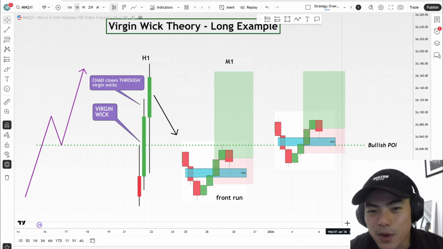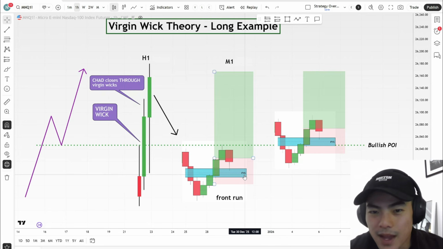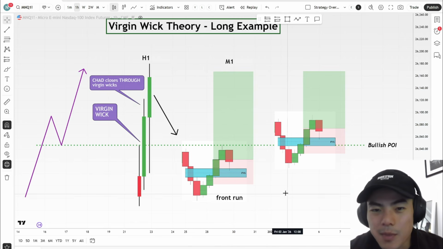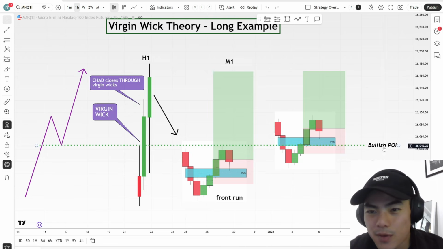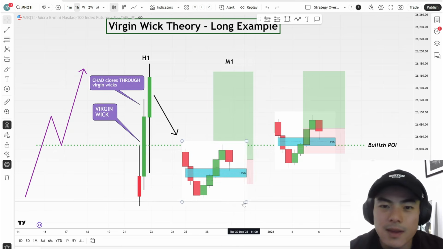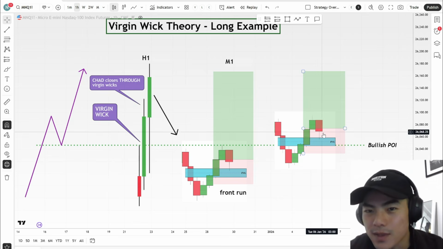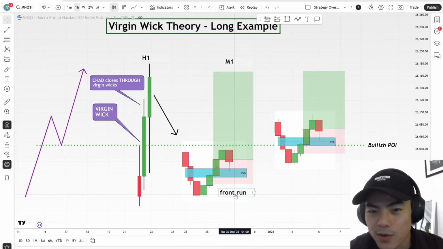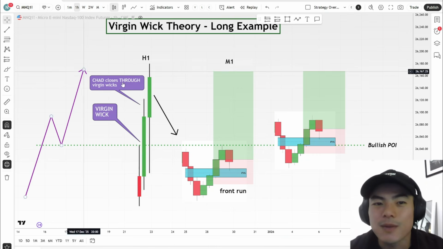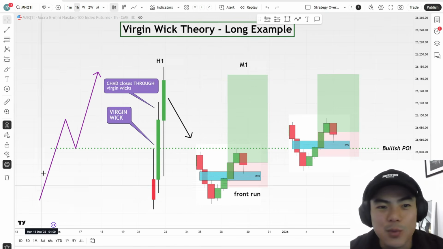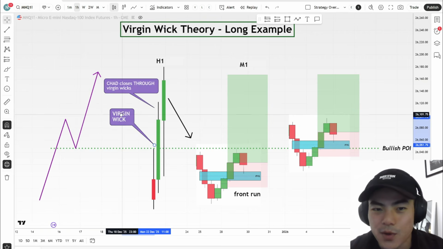Then we want to look for an inverse fair value gap. And that would be your confirmation to enter the long. The IFVG, the inverse fair value gap, can be either below the point of interest. So in this example, it's what we call a front run entry because it's below the point of interest. Or it can be above. So in the second example, the IFVG is above the point of interest. So that's just a normal entry, whereas this one is a front run. Both are fine. But yeah, that's the strategy in a nutshell. Simple break, retest, continuation, but we're just using virgin wick levels.